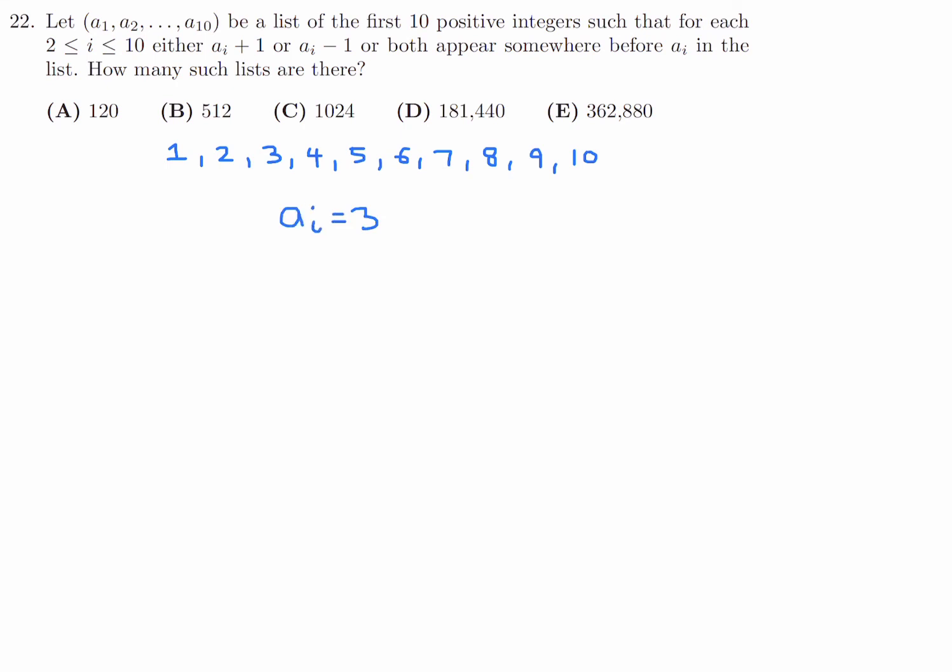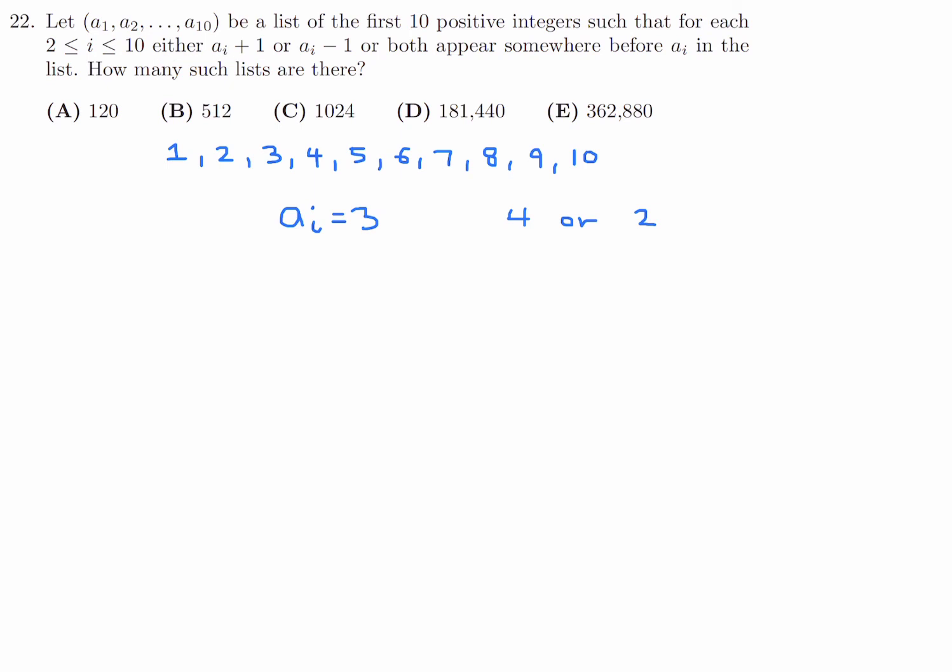Then they're saying a_i plus 1 or a_i minus 1, which in this case would be either 4 or 2, either or both, appear somewhere before the 3. So that means in this list, the 2 would appear before the 3, or the 4 would appear before the 3, or both appear before the 3, right? Either this one or both. So we just have to figure out all the arrangements.